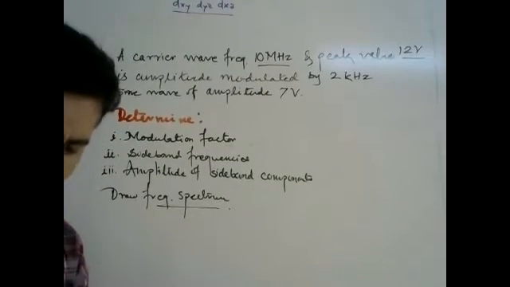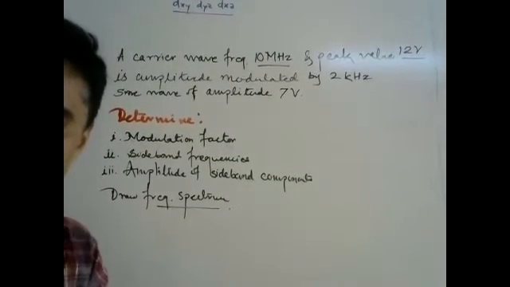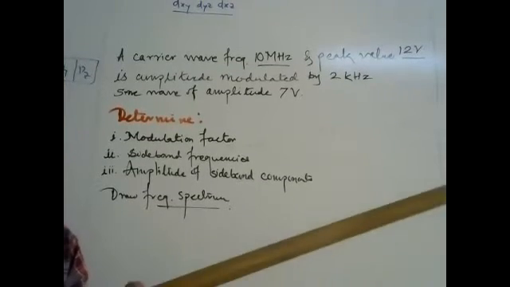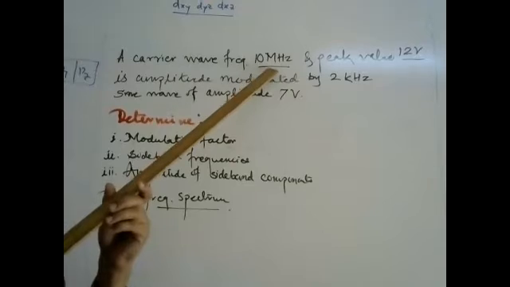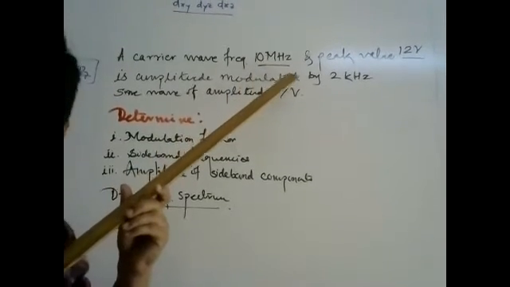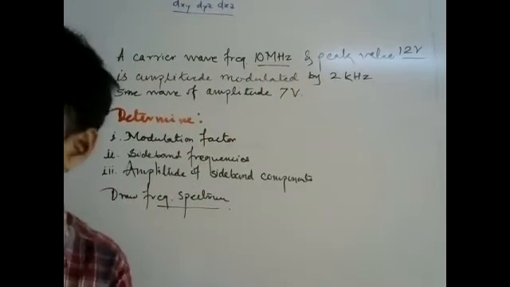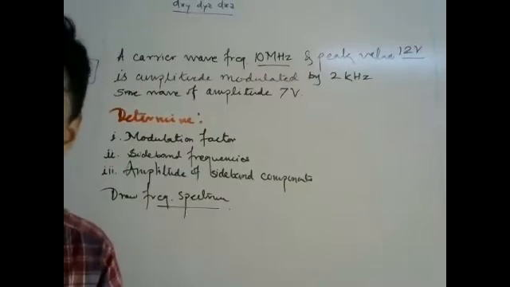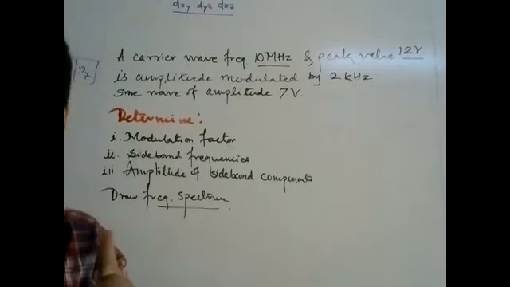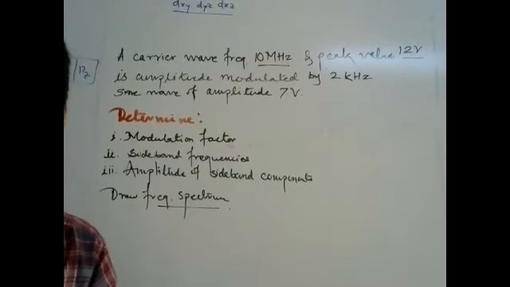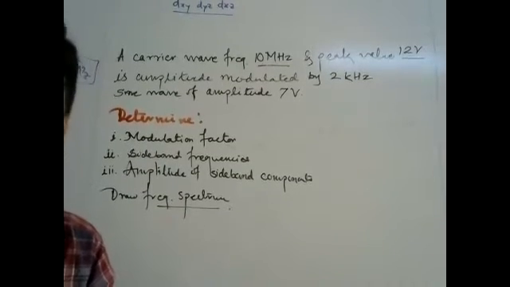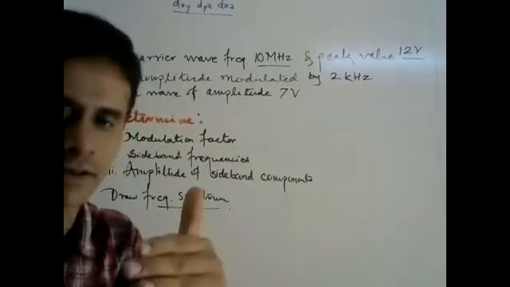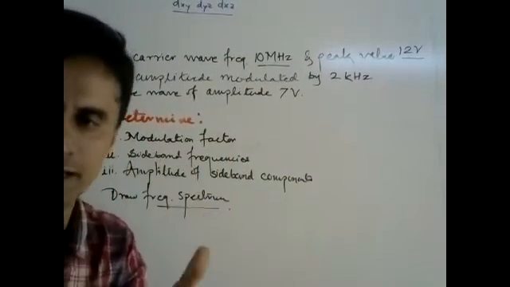Now see, first I will write the data. From this example, dear student, this is a carrier frequency of 10 megahertz. 10 megahertz means 10 into 10 raised to 6 hertz. And what is the meaning of modulation? Modulation means change of parameter. Of which wave? The carrier wave, not the data wave. Our aim is to change the parameter of the carrier wave as per your data.